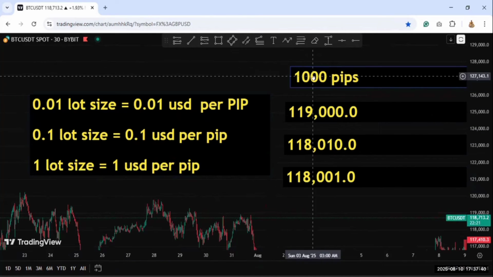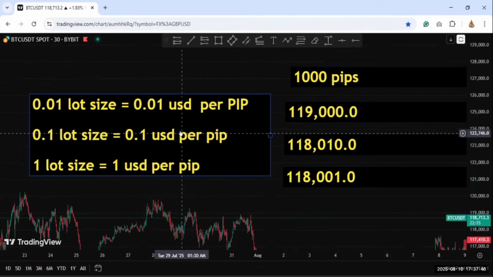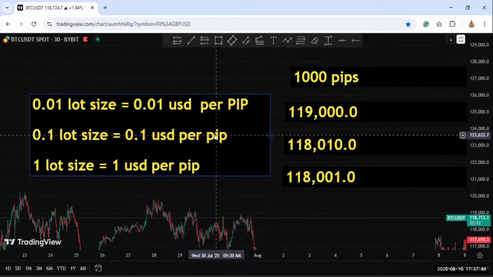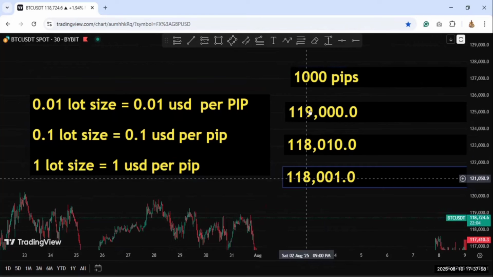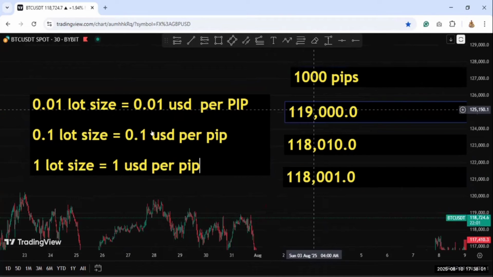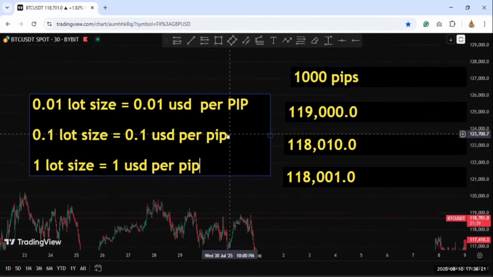If the same 1,000 pip movement, but you are using 0.1 lot size, then $0.1 will be deducted for every 1 pip movement. So if you use 0.1 lot and the market moves 1,000 pips from 118,000 to 119,000, we will multiply the 1,000 by 0.1. So 1 pip is 0.1, and 1,000 pips will give us 0.1 times 1,000. So $100 will be added to your account if it goes in your favor, or it will be deducted from your account if it goes against you.